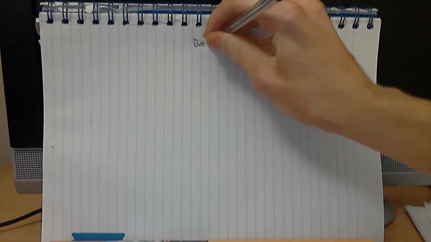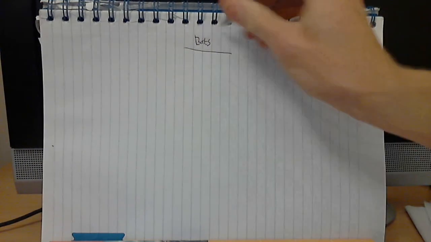Because for my animal diversity module, I've been learning about bats, and I've been doing some research into various traits that bats have and the relationships between different types of bats. So this video is all about bats.